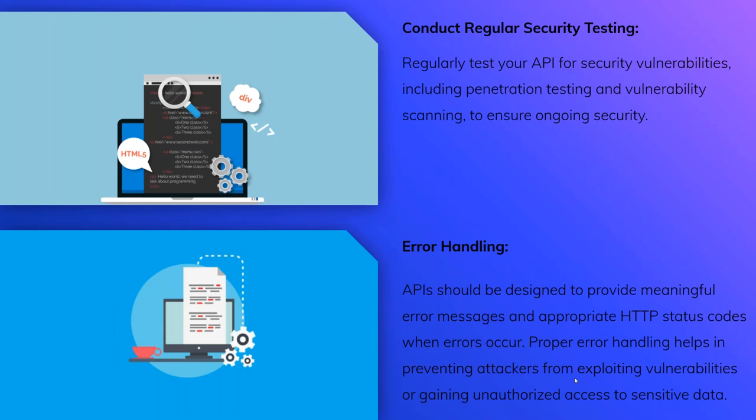By conducting regular security testing, you can proactively identify and address vulnerabilities before they can be exploited by the attackers. We need to conduct regular security testing with the API to be more secure from the attackers. Security testing should be an ongoing process with regular assessments scheduled to ensure that the API remains secure over time.